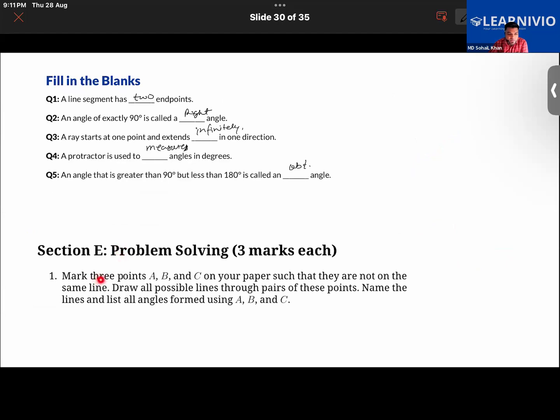Okay. Mark 3 points A, B, and C on your paper such that they are not on the same line. You understood? Sir, we did this before. Okay, some of you might not have done it, so we'll be doing it quickly. Take 3 different points, but they should not be in a line like this. 1 point here, 1 point here, and 1 point here. Then draw all possible lines through pairs of these points. Name the lines and list all angles formed using A, B, and C. I believe you should be able to do it.